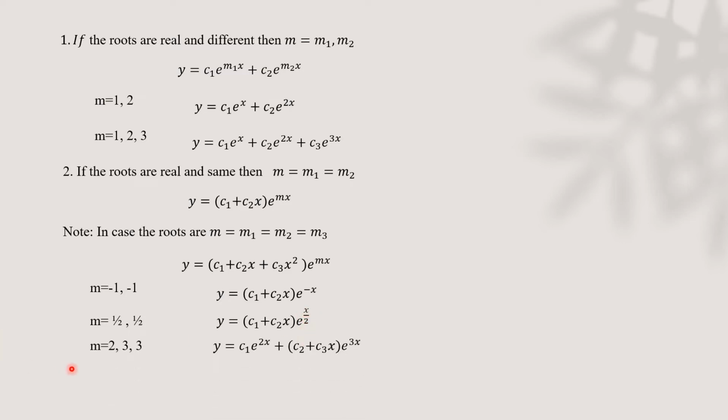So if the roots are real, with some different and also some same repeated roots, say root 2 is different and 3 and 3 are same, then the solution is represented as y equal to c1 e power 2x plus (c2 plus c3x) e power 3x. Case 1 and case 2 have been mixed here. For the different root I have written c1 e power 2x, and for the same roots I have written (c2 plus c3x) e power 3x.